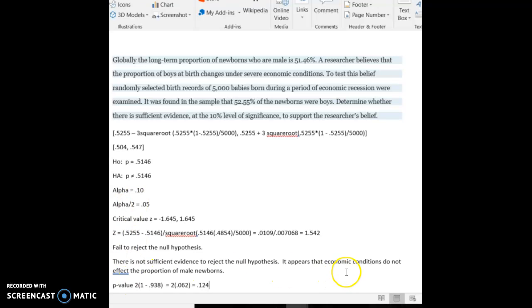Here, we wouldn't have to change any of our writing. We still failed to reject the null hypothesis. There's not sufficient evidence to reject the null hypothesis. It appears that economic conditions do not affect the proportion of male newborns. Nothing changes with our p-value.